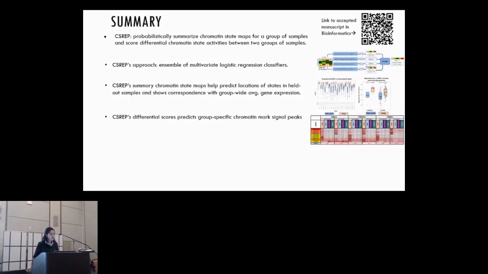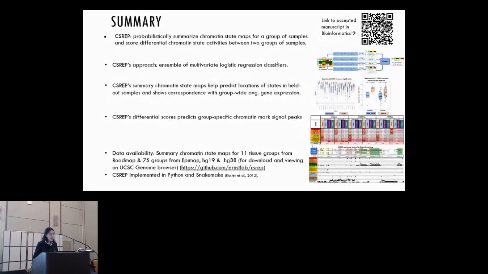We also show that the CSF differential score can help predict group-specific chromatin mark signal peaks, and we generate data for different tissue groups from Roadmap and ENCODE, and they can be downloaded or reviewed on the UCSC Genome Browser. Our method is on GitHub.